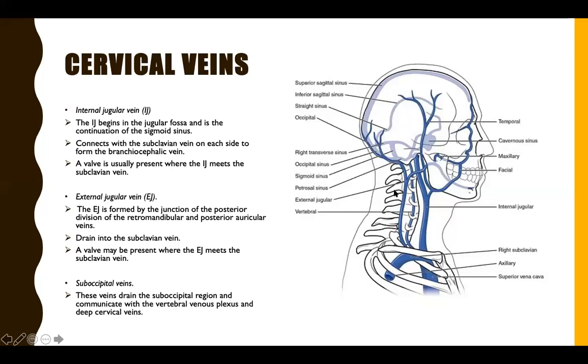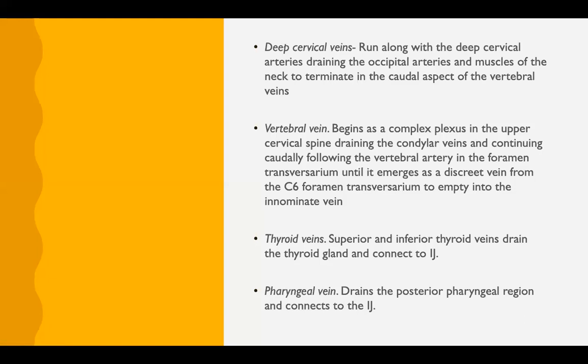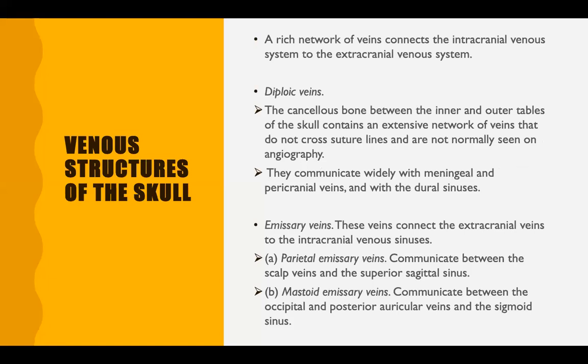A valve may be present where the external jugular vein meets the subclavian vein, and sometimes there are suboccipital veins present in the cervical areas. There are multiple other veins: deep cervical, vertebral veins, and vertebral venous plexuses, which join the condylar veins and the innominate vein, thyroid veins, and the pharyngeal veins.